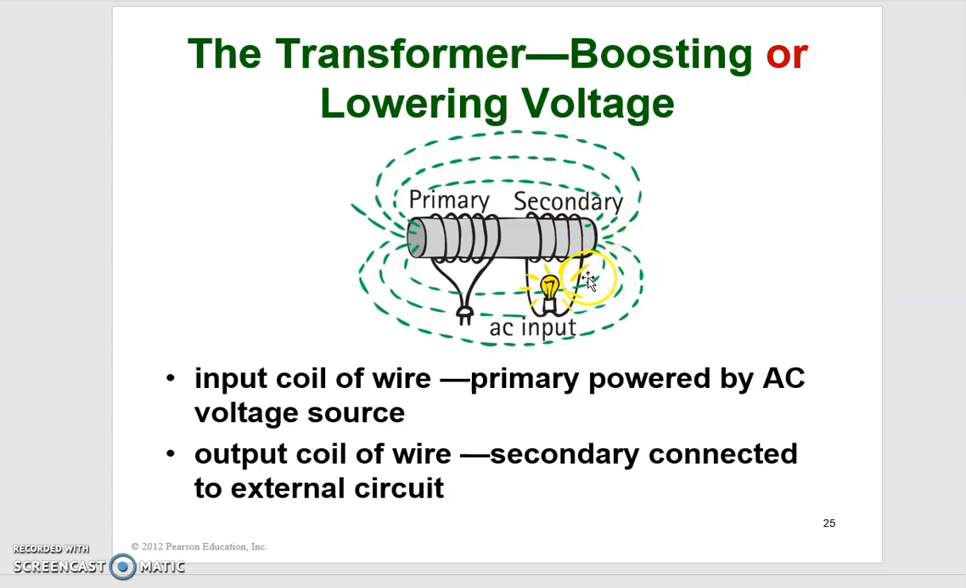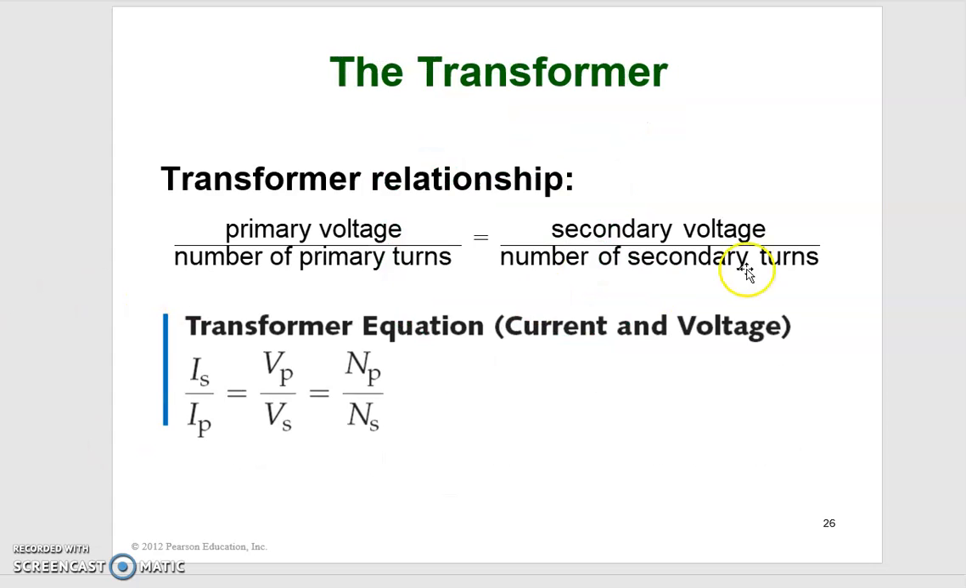So which means that by determining the number of the loops, you can change the voltage from primary coils to the secondary coils. And this is the so-called transformer relationship. So the primary voltage is Vp, and the number of the primary turns is Np.